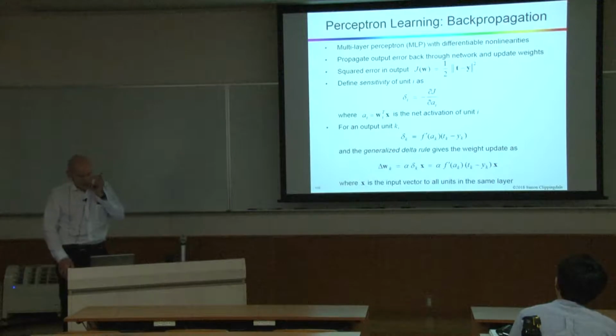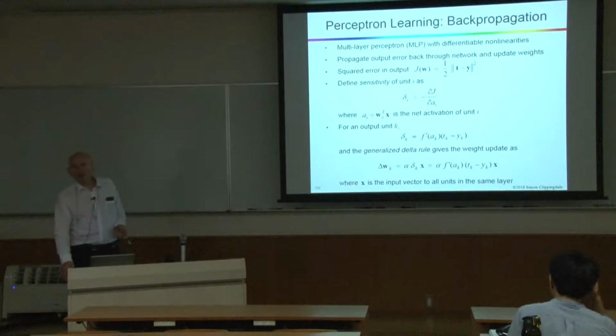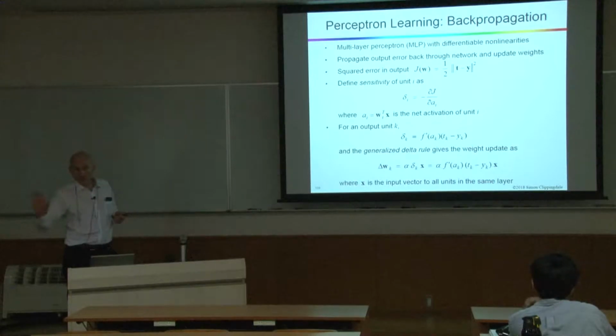So how do you train a multi-layer perceptron? If it's got differentiable nonlinearities, that makes things easy because you can propagate these errors from the output layer back through the network and change all the weights in such a way that they will reduce the error at the output. So here's the error at the output. A desired output vector is t, actual output vector is y. The squared difference between the two is this thing, and it's a function of all the weights in the network.